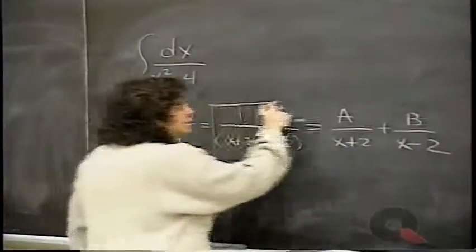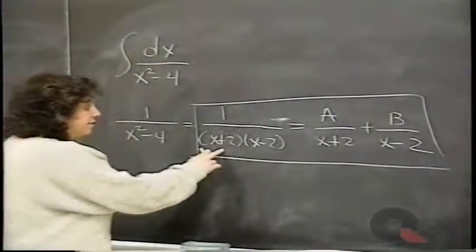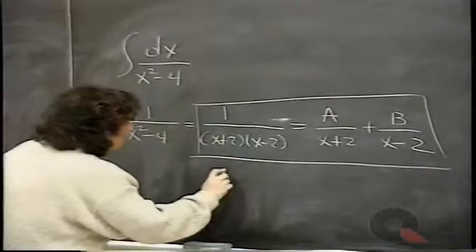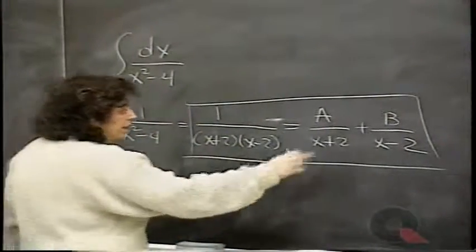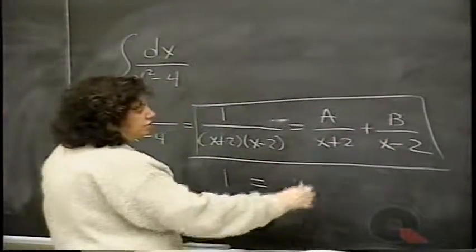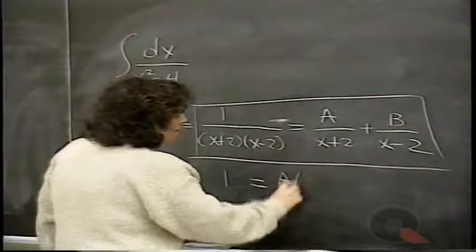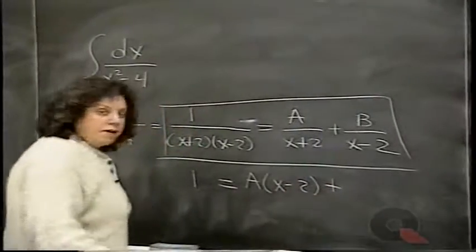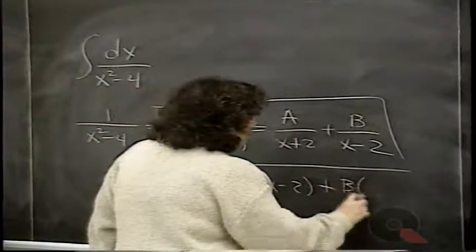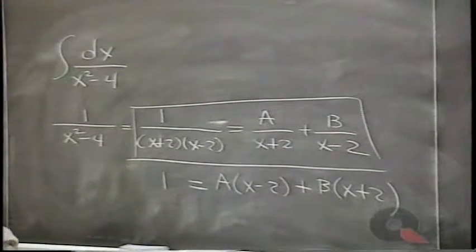Now, we look at this, and what we do is we multiply both sides by the denominator on the left. So when we multiply here by (x plus 2)(x minus 2), it goes out. You're left with 1 equal to, now when you multiply the right side by (x plus 2)(x minus 2), each term gets its own (x plus 2)(x minus 2). So A over x plus 2 times (x plus 2)(x minus 2): the x plus 2's cancel, you have A times (x minus 2). And B over x minus 2 times (x plus 2)(x minus 2): the x minus 2's cancel, B times (x plus 2).